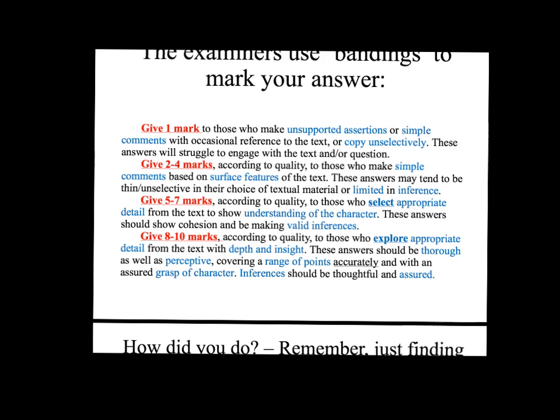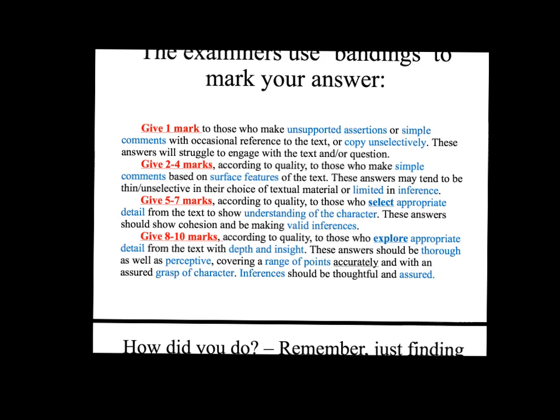If we then look at marks 5 to 7, so this is moving from C at 5 up to grade B with 7. So in order to get into this band, which you certainly want to be here, you need to select appropriate detail from the text. You need to show an engagement with the character, an understanding of the character, and the inferences that you make, when you're explaining what you think Justo is like, the kind of person that he is, are valid inferences. So you don't make wild sort of inferences about Justo, but they're very much rooted in the text.